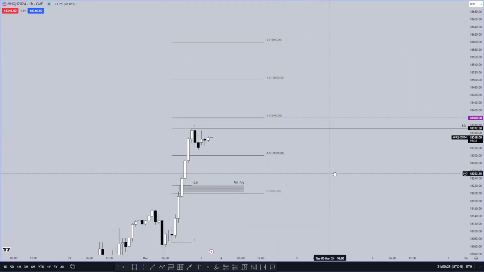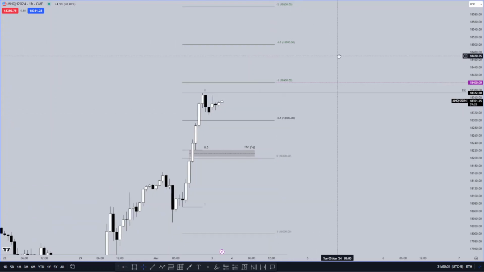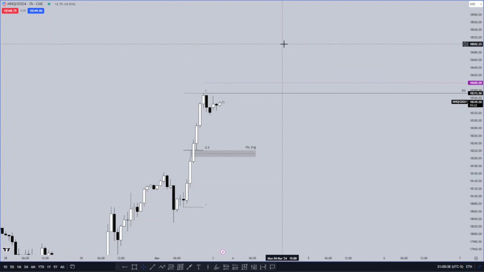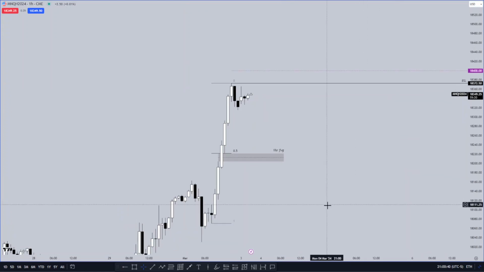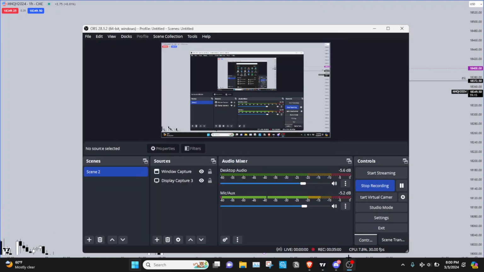So from this level to this level, targets here, here, here. It is ICT fibs. So I'll be targeting this level right here. That is basically the institutional stuff that ICT talked about. But yeah, that's all I have.